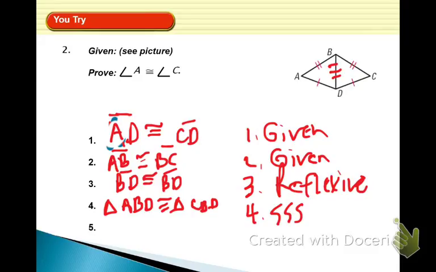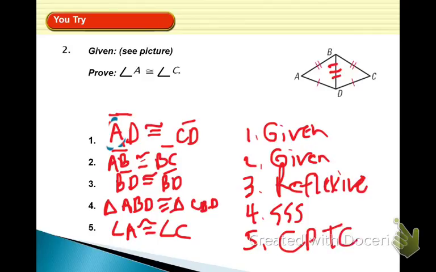Well, we know the last step is what we had to prove, right? So angle A is congruent to angle C. How would I know that? It's an unmarked part. We didn't know it until we proved the triangles are congruent. Which reason is that we can say A is congruent to C? Aaron? Yeah, that's where you use CPCTC.